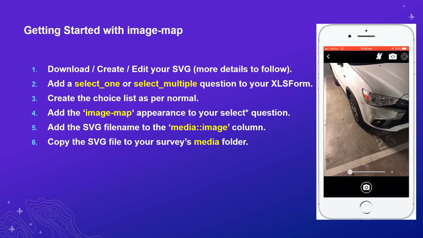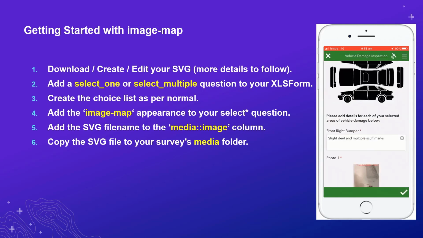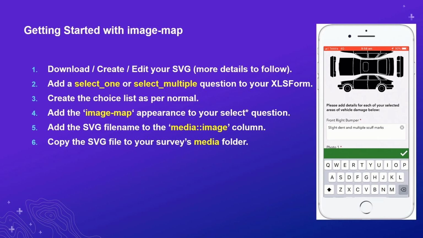You'll then need to create a choice list as per usual in the Choices tab of the XLSForm. You'll then need to add the image map appearance to the select one or select multiple question. You'll also need to add the SVG file name to the media image column of the XLSForm. Finally, you'll need to copy your SVG file to the survey's media folder.